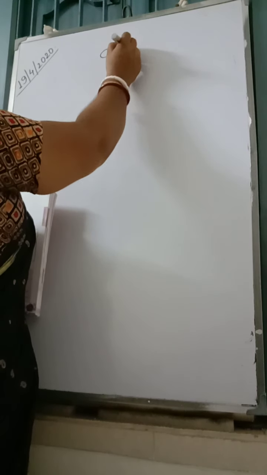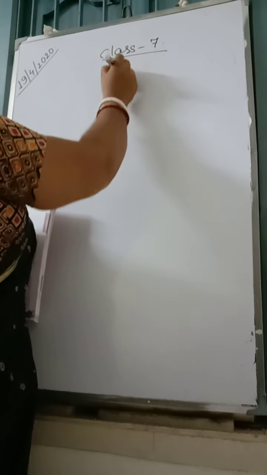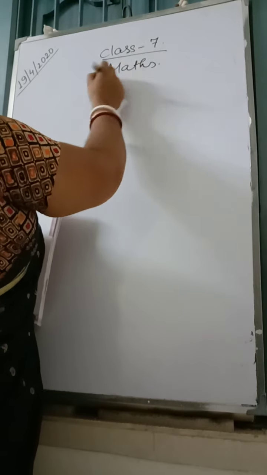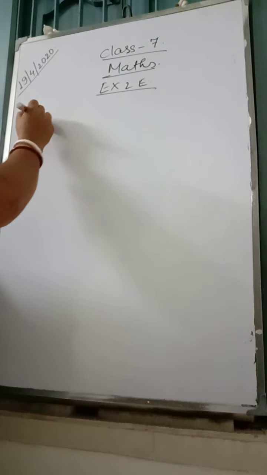Look at question number 8. Here, you can see the dividend as well as the divisor, both are decimal numbers. So what to do here? It's a very simple thing. What I am telling you, you just follow it. Exercise 2E, question number 8.